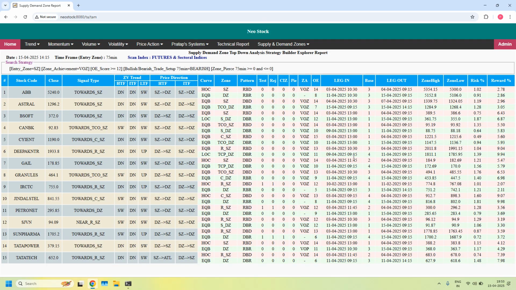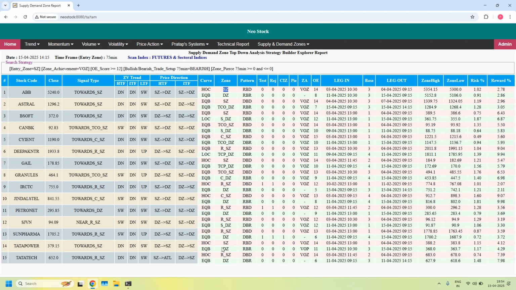So these 15 stocks are currently supporting bearish trade setup for weekly income trade, and all the entry time frame zones are 75 minute supply zones.